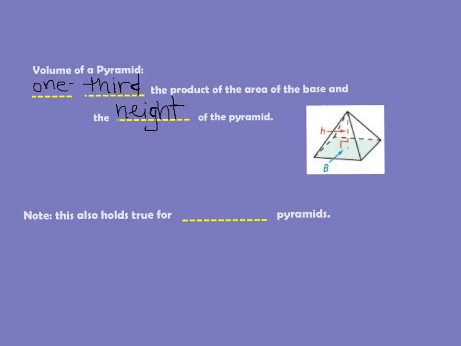So the formula that we use to find the volume of a pyramid is volume is equal to 1/3, product means multiplication, so 1/3 the area of the base times the height of the pyramid. Now note, this is also true for oblique pyramids. Oblique is what you want to write here. And oblique is basically saying those pyramids that you see that look slanted. So slanted pyramids or oblique pyramids, you find the volume by taking 1/3 the area of the base times the height.